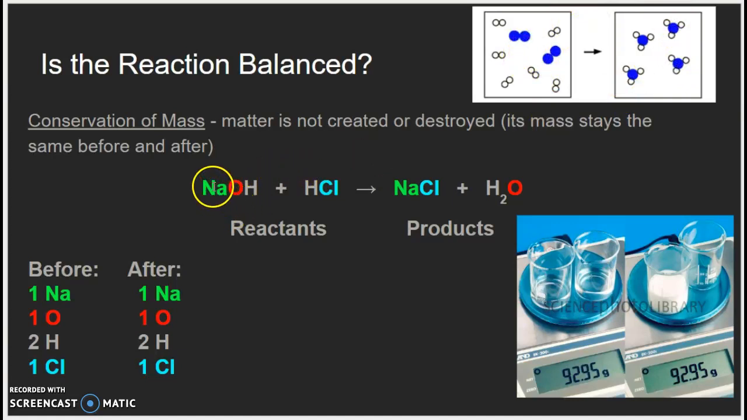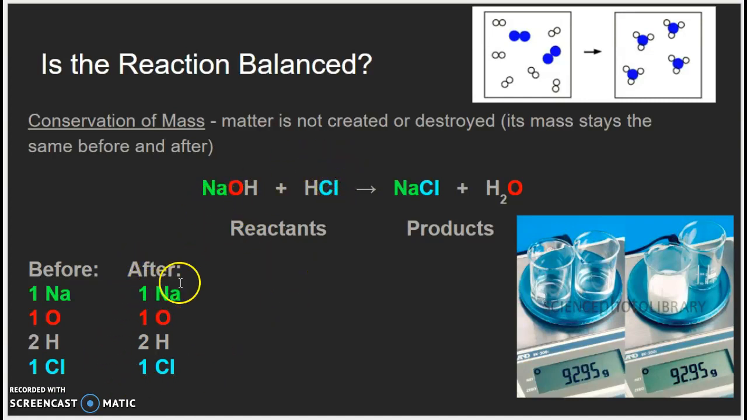We have this reaction of NaOH, or sodium hydroxide, reacting with HCl, or hydrochloric acid, and it produces NaCl, sodium chloride, and water, H2O. So the reactants and the products, we have to compare them to know whether the reaction is balanced. So if you look at before, we have 1 sodium, we have 1 oxygen, we have actually 2 hydrogens. There's one of them here in NaOH and the other one is in HCl. We have 1 chlorine. So that's the left side.